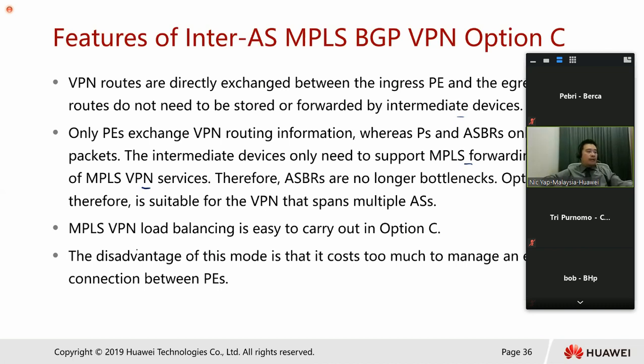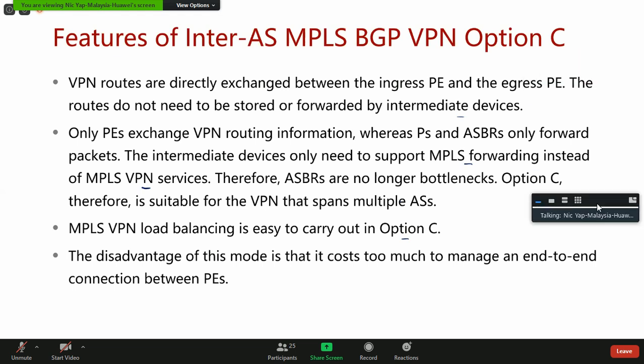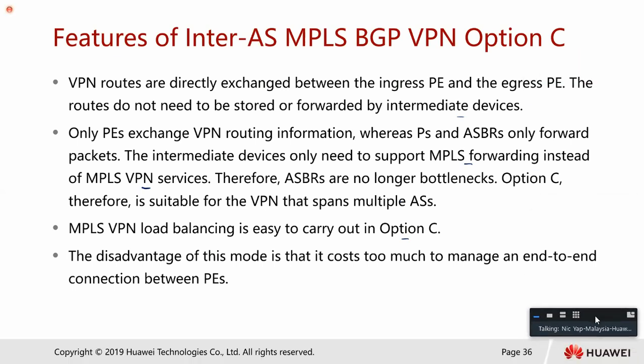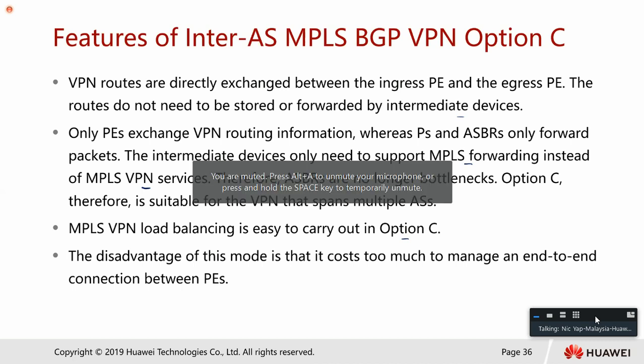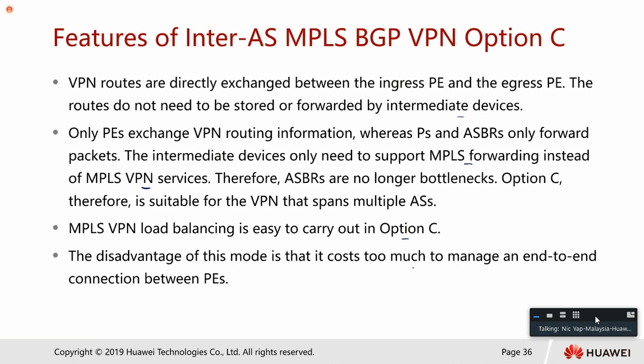All right. Then VPN load balancing is easy to carry out in option C because it's direct from RR to RR. So load balancing will be easier. Let's say you have multiple ways between the two RRs; that is easily defined for load balancing. The disadvantage of this mode is that the cost is too high to manage the end-to-end connection between the PEs. The most cost affected will be the end-to-end path, PE to PE, RR to RR, and the devices between those two devices will need to be very powerful to handle all this information. That is just the small drawback, the disadvantage. The cost is very high to manage the end-to-end.